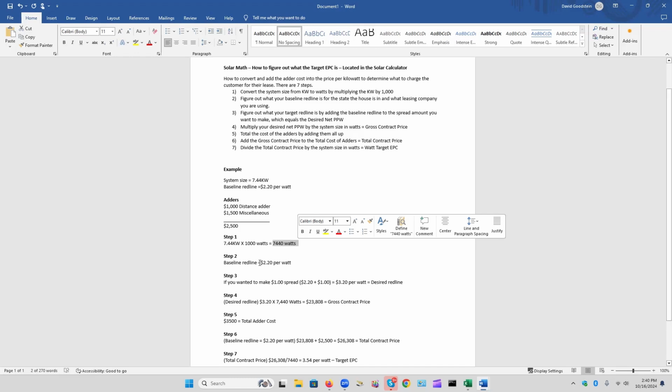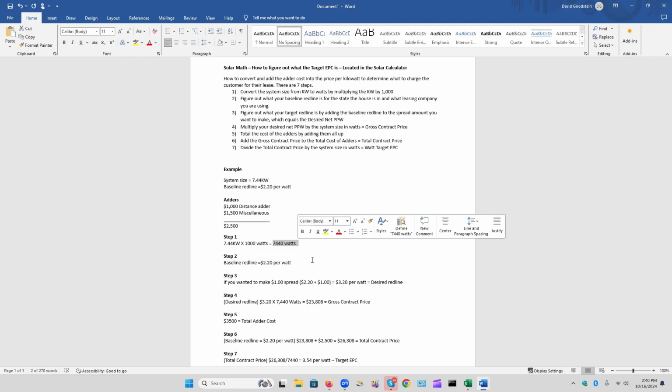Our base red line price per watt in this case is $2.20. So if you wanted to make a dollar spread on your commission, you would add the 2.20 plus a dollar to get 3.20 per watt, which equals our desired red line. So we're then going to take that desired red line, in this case $3.20, and multiply it by the 7,440 watts. And we're going to come up with a contract price of $23,808.